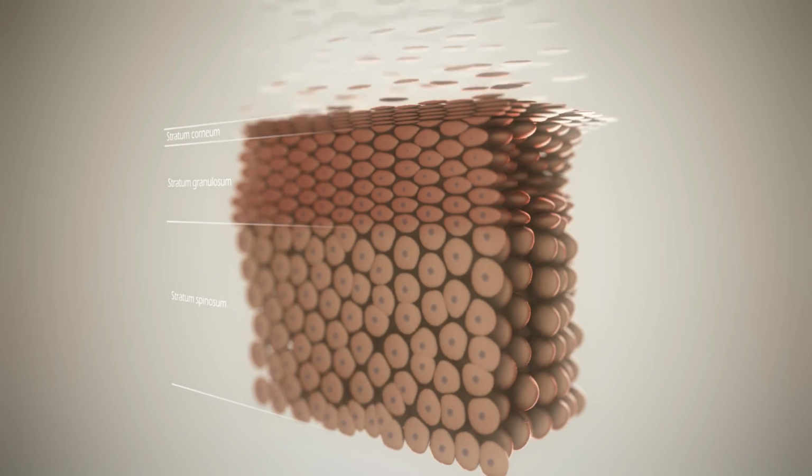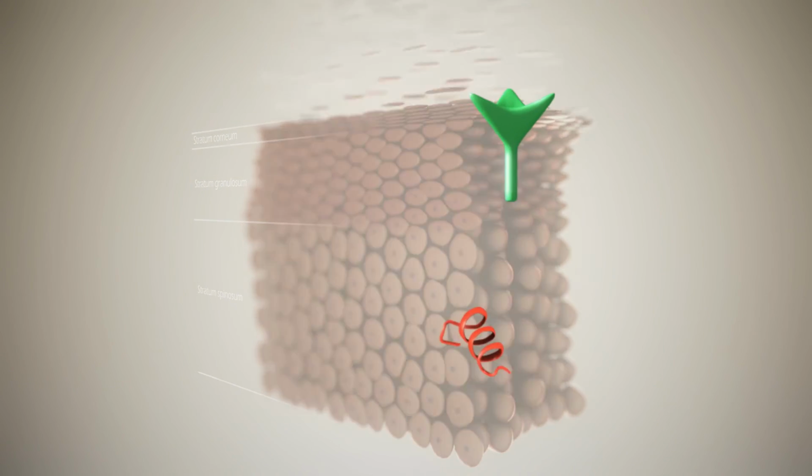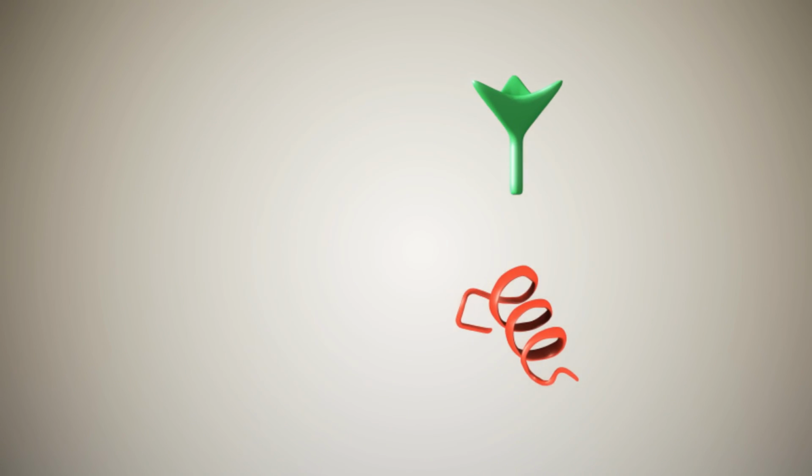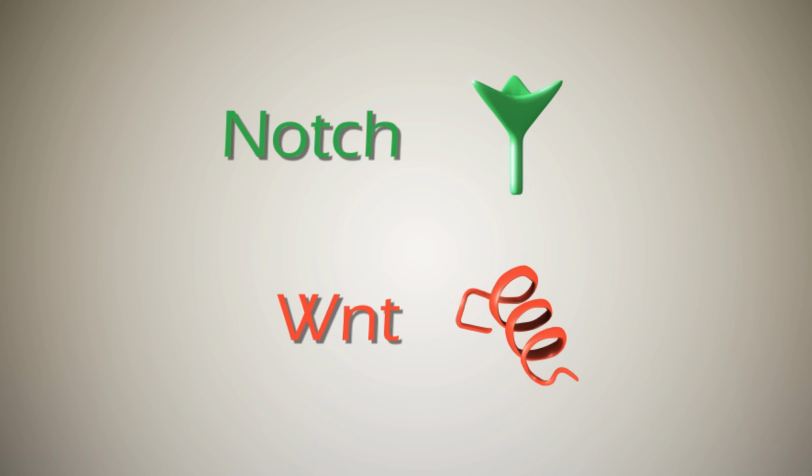Layers of differentiated skin cells are able to form because of crosstalk between two protein signaling pathways, the Notch and Wnt signaling pathways. The Notch and Wnt pathways are essential to the regulation of cell proliferation and differentiation, and abnormalities in the functioning of these pathways are linked to several types of cancer.